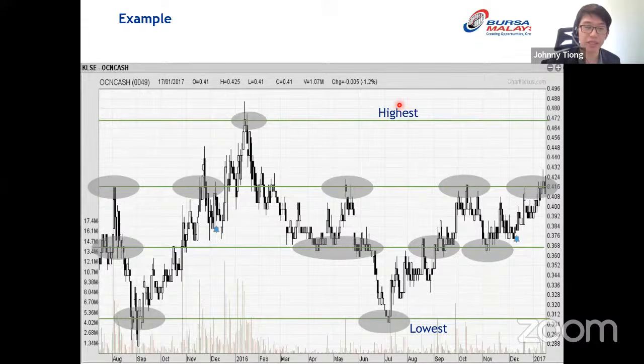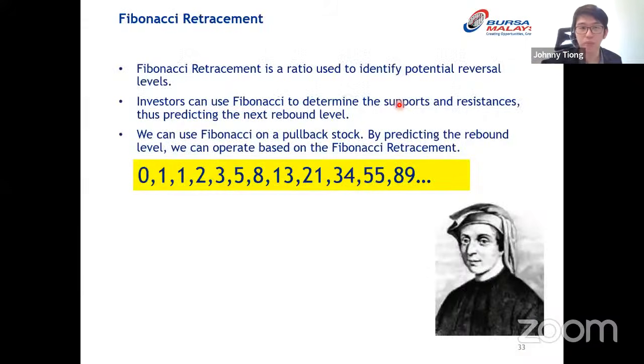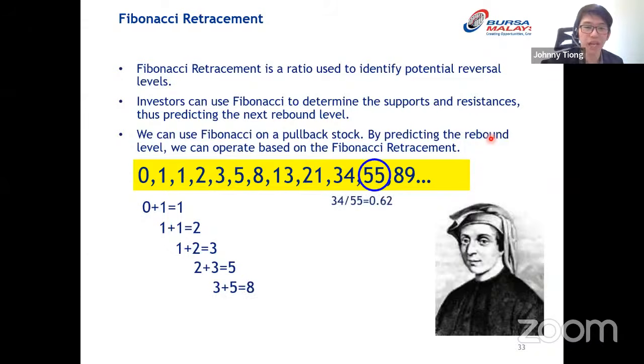Support and resistance is the first indicator. Next, I'm going to talk about Fibonacci retracement. This Fibonacci retracement is a very important, very useful ratio, which we can use to identify potential reversal levels. There are some samples here, and an analogy of why we come up with the 62%, 50%, 38% and so on. I'm going to skip this and teach how we use a Fibonacci retracement.